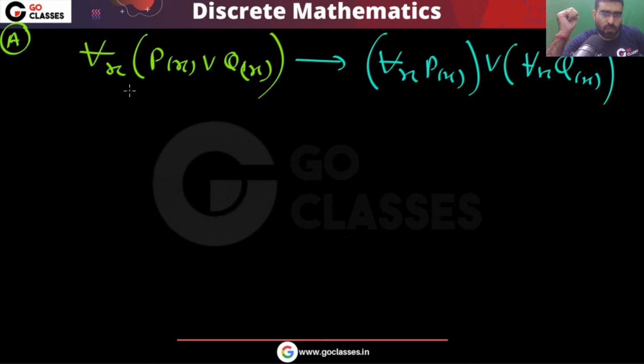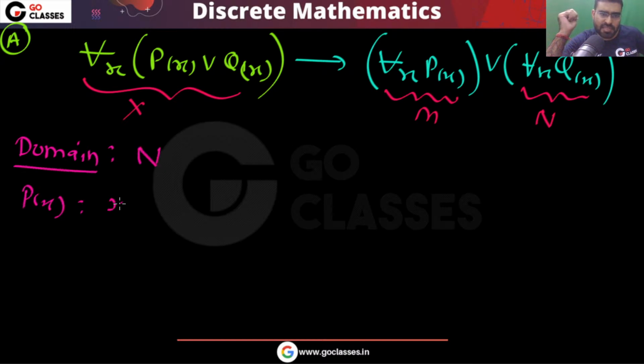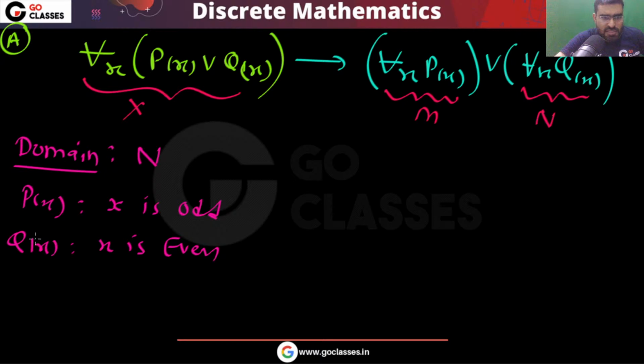Now consider this scenario. Let's consider this X, let's consider this something like Y, or I can say I can consider this M, and let me consider this N. Now, let's assume the domain is this. I am giving you this domain. Domain is the set of natural numbers, and let me assume Px is X is odd, and Qx is X is even.